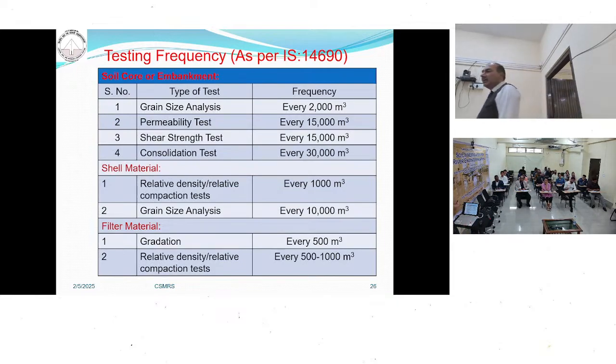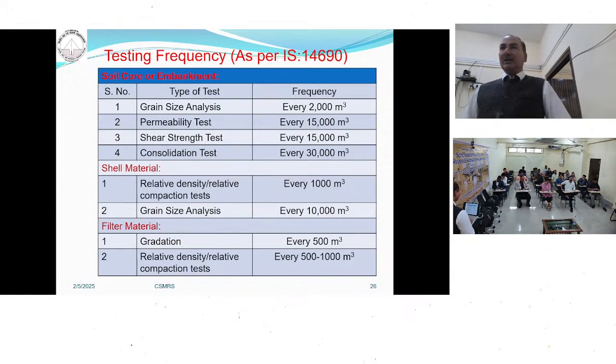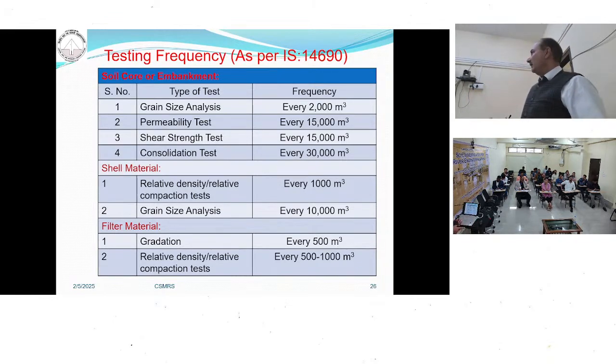So now you are collecting the sample. Now the question arises: how much sample do you require to collect? Suppose you have identified a borrow area, and you have estimated that 10 lakh cubic meter of material is available. How much sample will you collect? For that, IS code 14690 will help us to solve this problem.